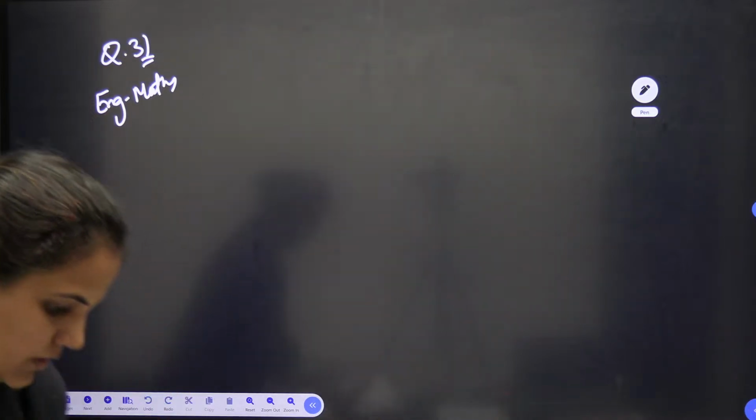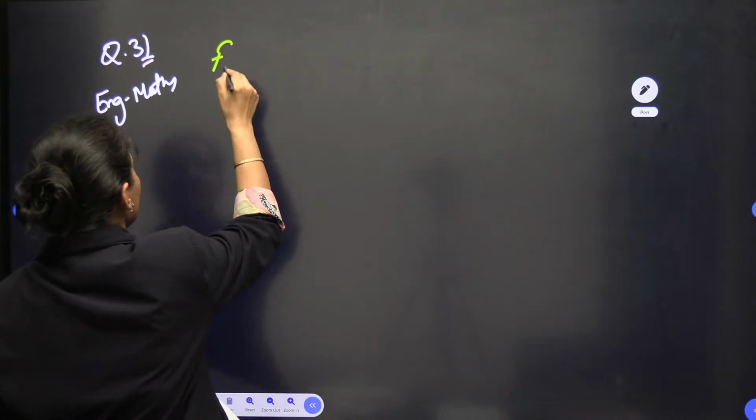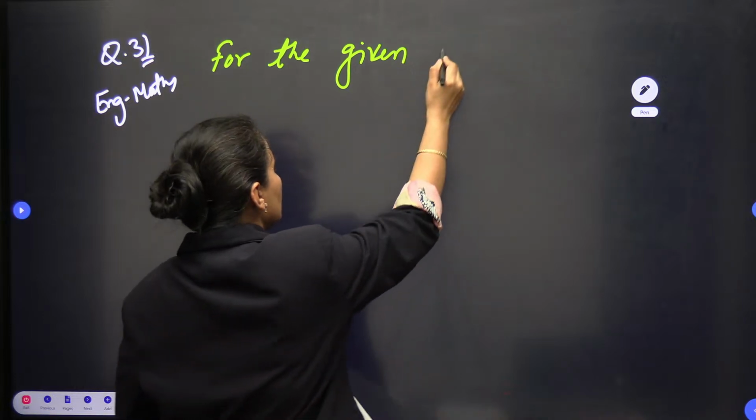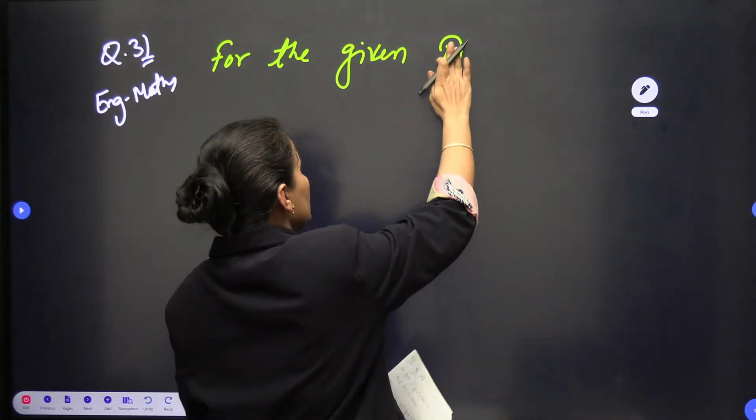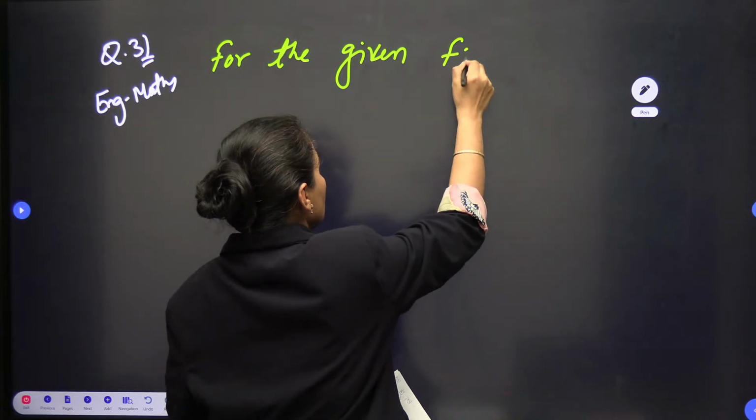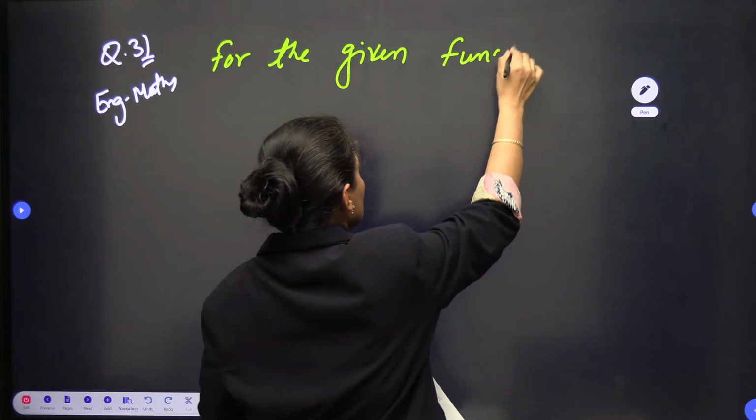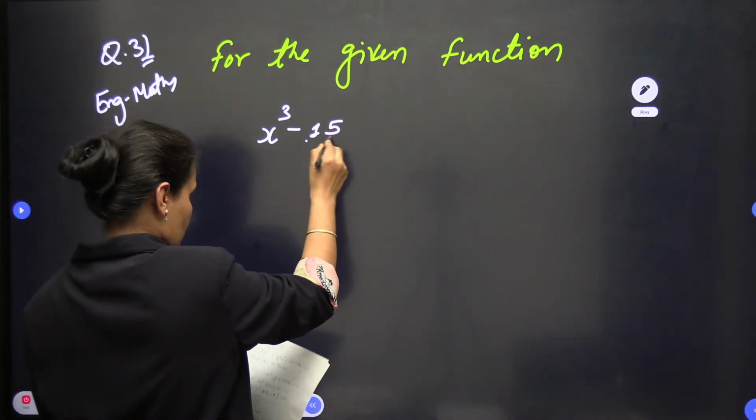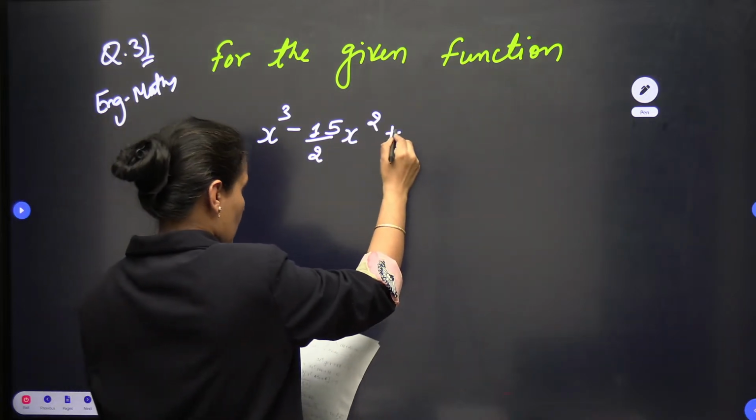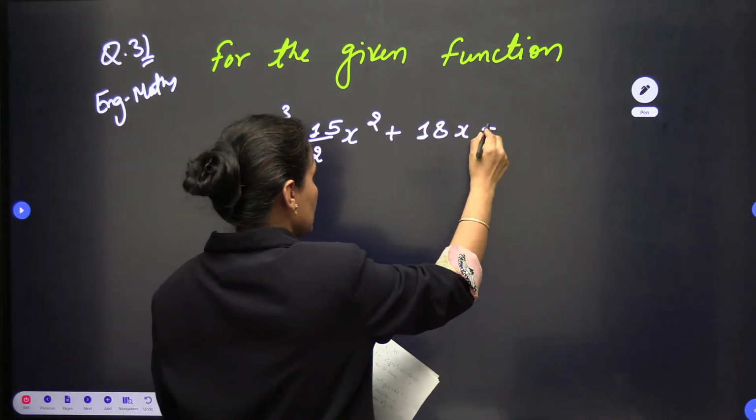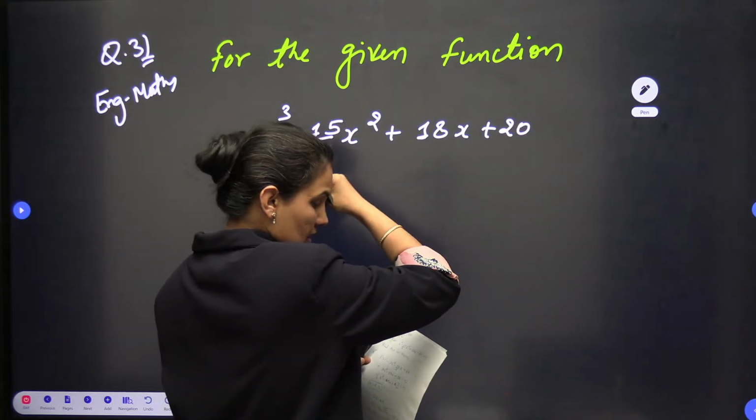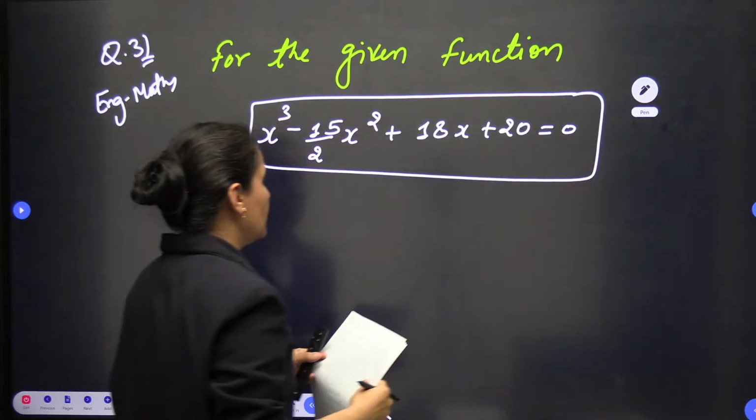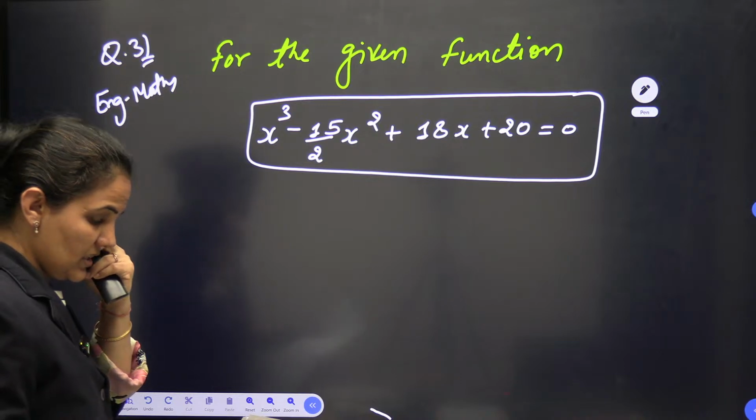Okay, so right now we are having here, for the given function, it's asking x cube minus 15 by 2 x square plus 18x plus 20 equals to 0.